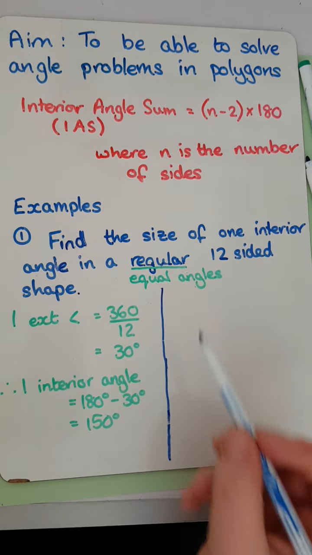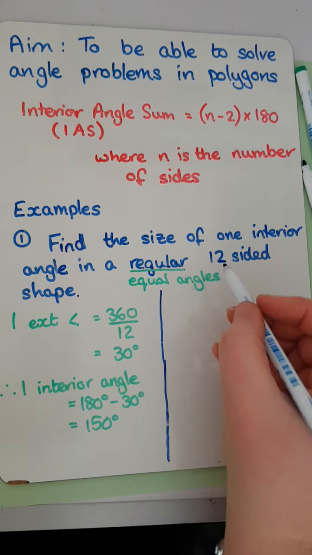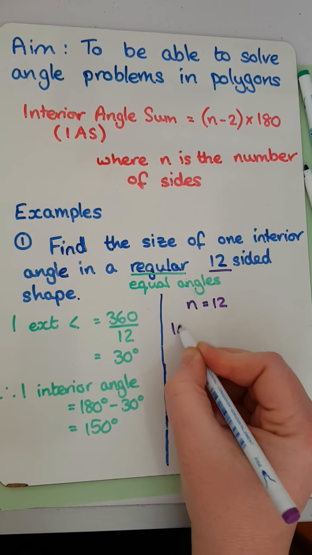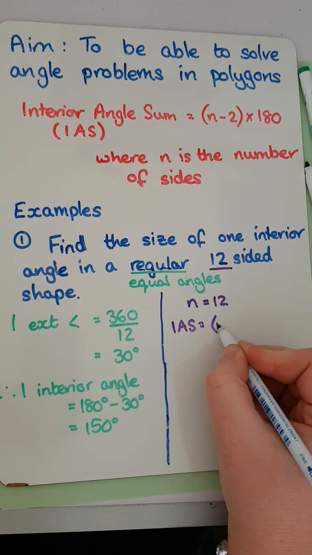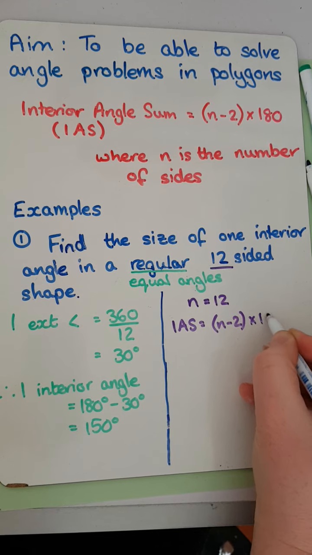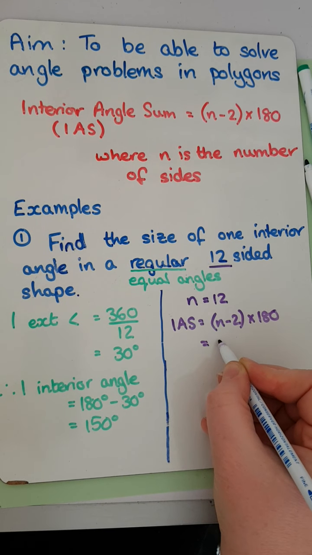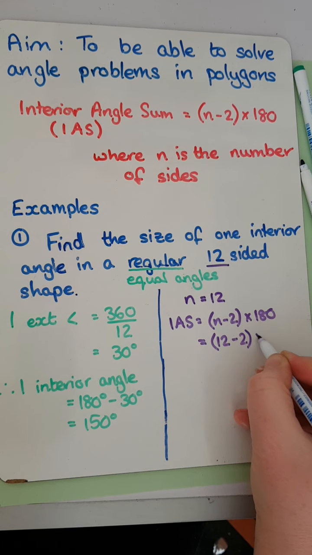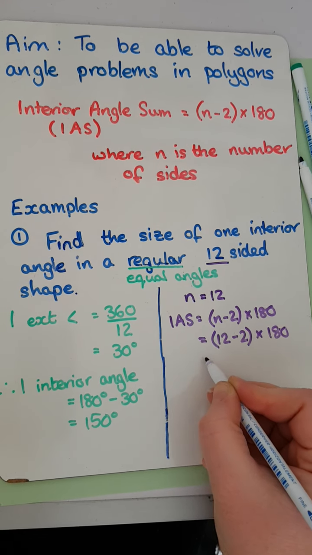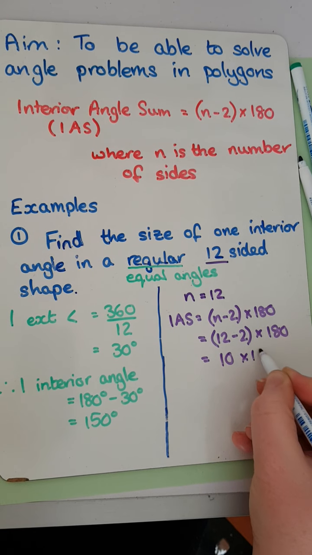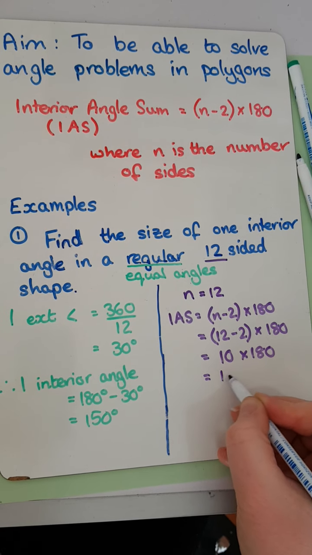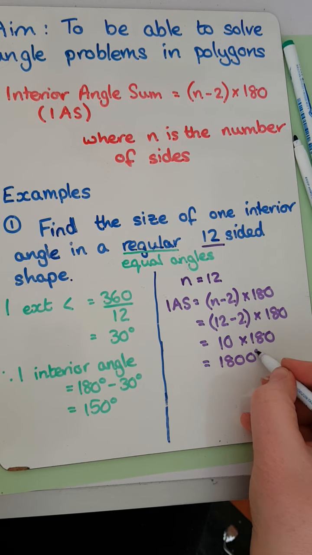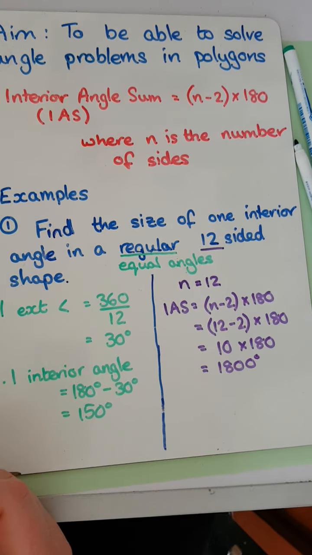If, on the other hand, I wanted to use the interior angle sum, I need to say that n is 12. My interior angle sum is 12 take away 2 times 180. So that's going to be n take away 2. I then replace the n with the 12. 12 take away 2 times 180, which is 10 times 180, which is 1,800. Please don't just randomly write 1,800 down without actually explaining what it is that you're calculating.